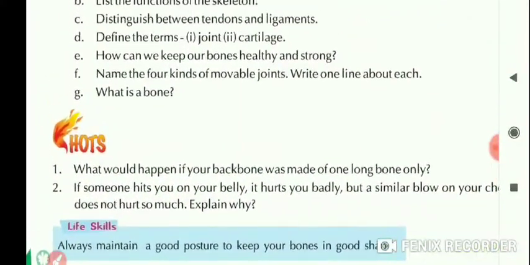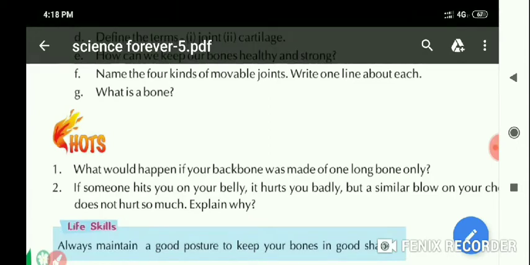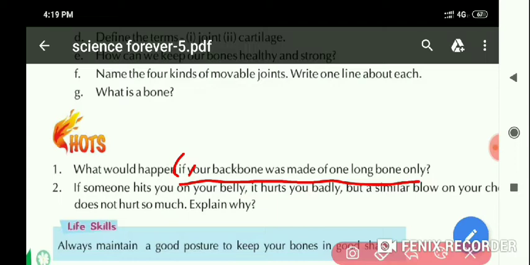It is given what would happen if your backbone was made of one long bone only. It means if small vertebrae are not there and our backbone is made up of one long bone only. So what is the answer for this question? You have to write down from here, if our backbone was made of one long bone only, then write down the answer.